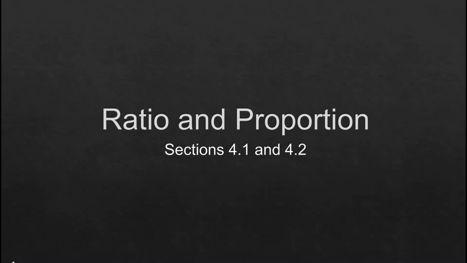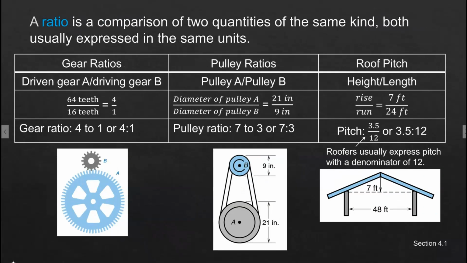Hi everyone, this is the beginning of chapter 4, and these two sections are about ratio and proportion. So first we have to talk about what I'm talking about when I'm talking about a ratio. It's a comparison of two quantities of the same kind, both usually expressed in the same units.